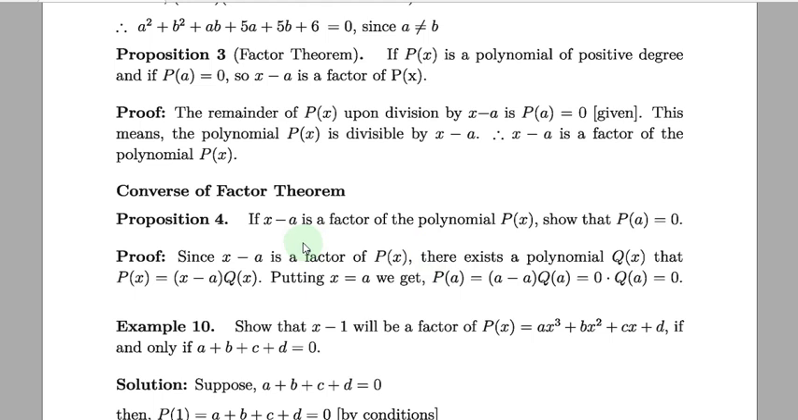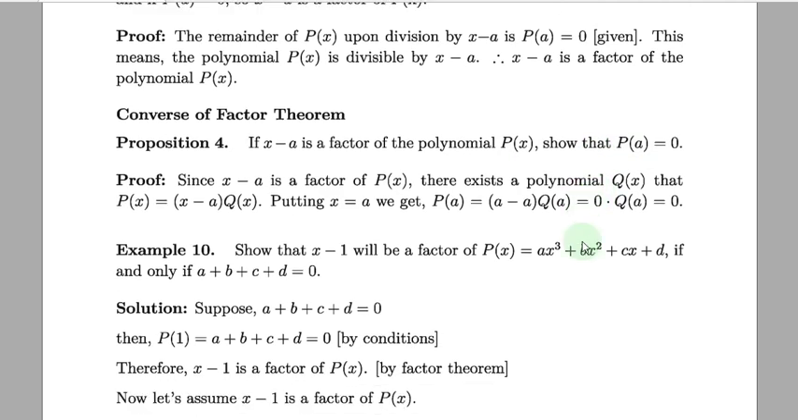And there is another theorem. This is the converse of the factor theorem, that means the opposite. If x minus a is a factor of the polynomial p(x), then p(a) is equal to 0. That means if x minus a is a factor of the polynomial p(x), you can say that p(a) is equal to 0.